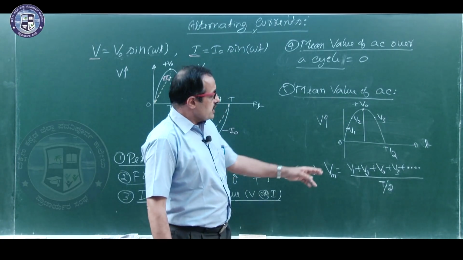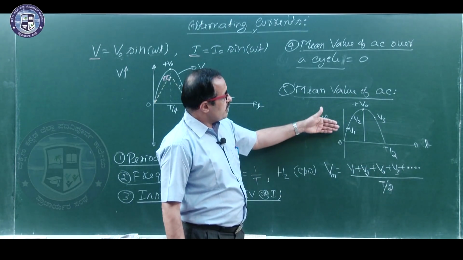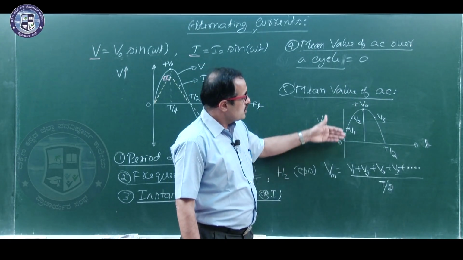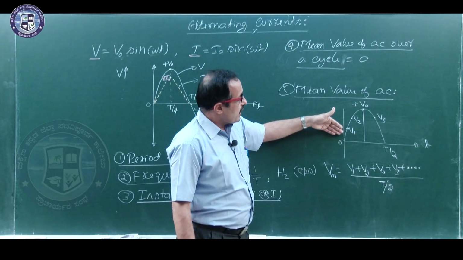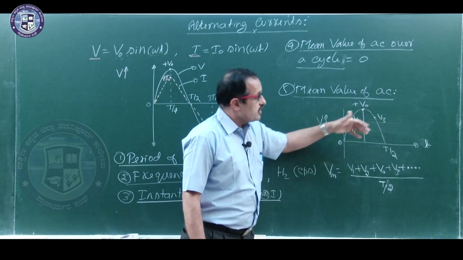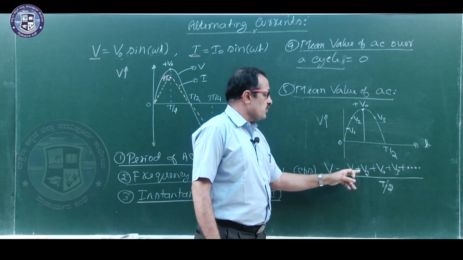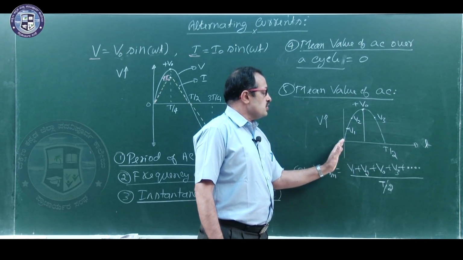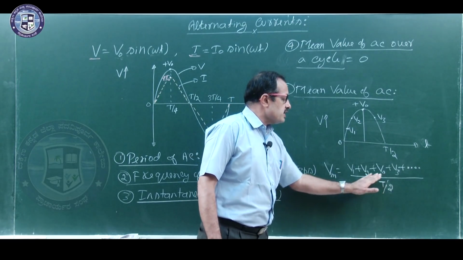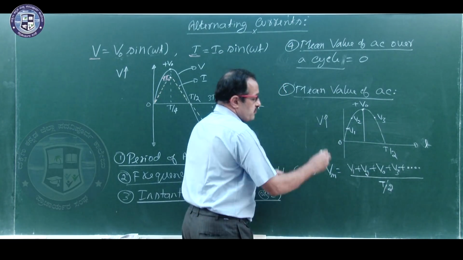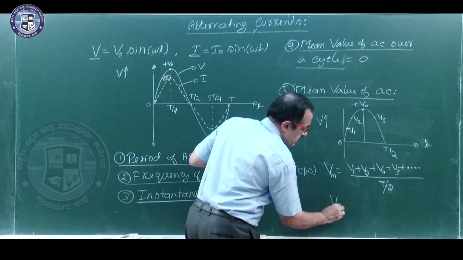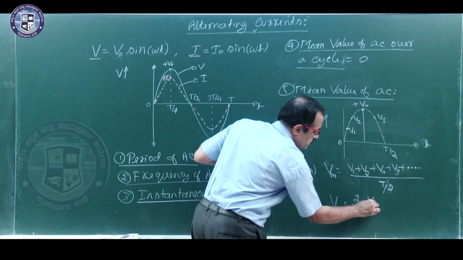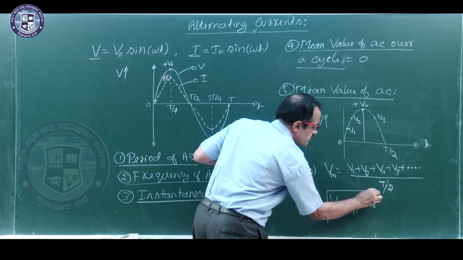And how to get this sum? It is only by the method of integration. Of course, it is not required here. So, if you add the voltages, it is by the method of integration. Therefore, this numerator is by integration over the time interval 0 to T by 2, divided by the time taken, T by 2. And if you simplify that, the answer is 2 by pi into V0. So, you have to remember this equation.